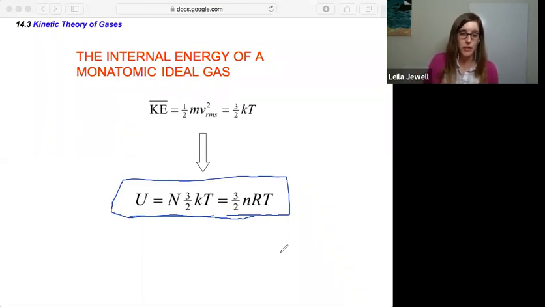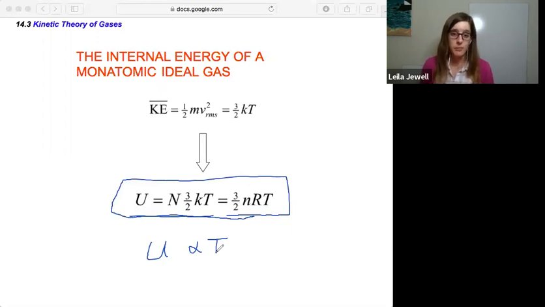And this applies for a monatomic gas, but we'll see that for any gas, the internal energy is going to be proportional to the temperature. As the temperature increases, we'll see the internal energy increases as well. So this is something that we will continue to see. It's going to come up again in chapter 15. So hold on to this idea. It is a good one.